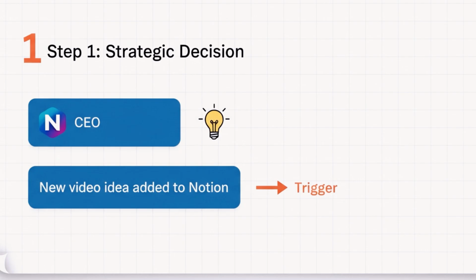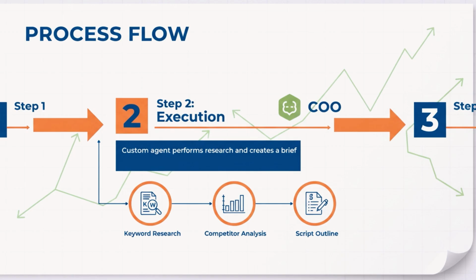I open my Notion dashboard, the CEO's office, and add a new video idea to my content calendar, the 3 AI employees. The CEO has just made a strategic decision. That one action is the trigger. It automatically kicks a task to my COO, a custom ChatGPT agent. This agent has been trained on my best performing content.